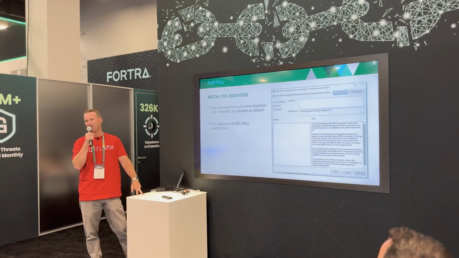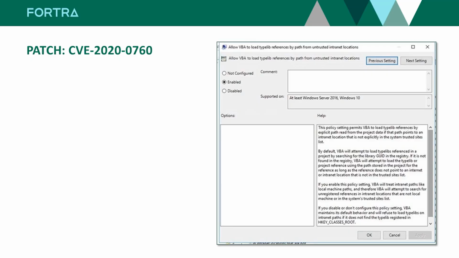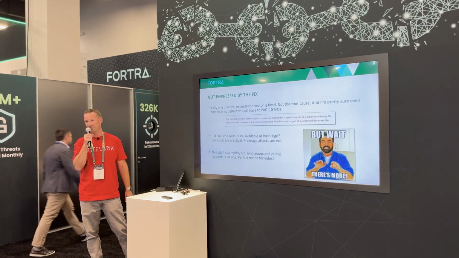So how did Microsoft solve this? They solved only one part of practical exploitation: they introduced a setting which by default blocks type libraries from being loaded from untrusted network locations. That's the only thing that they did. And I'm totally not impressed by this.